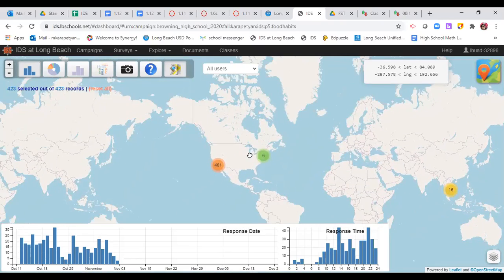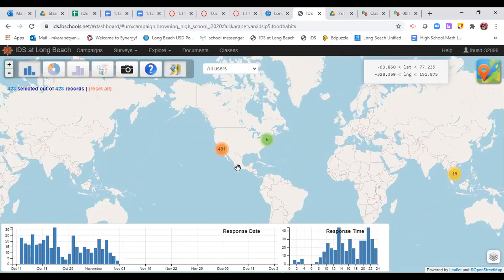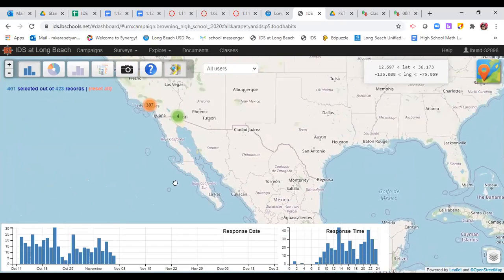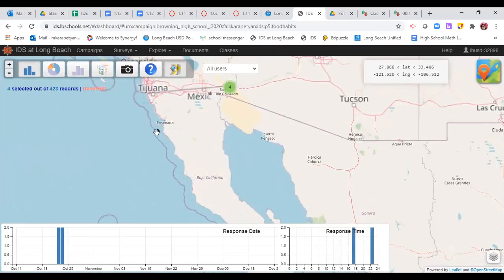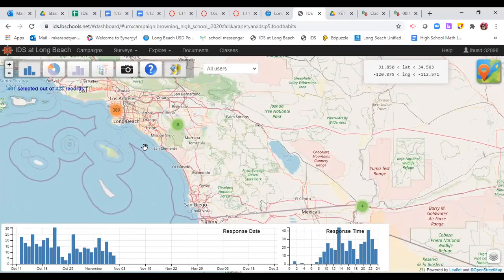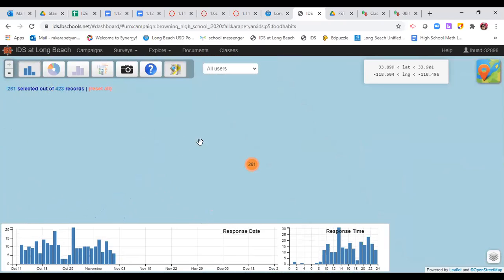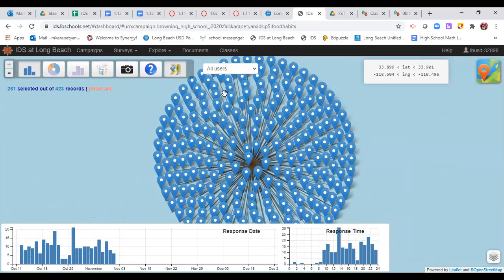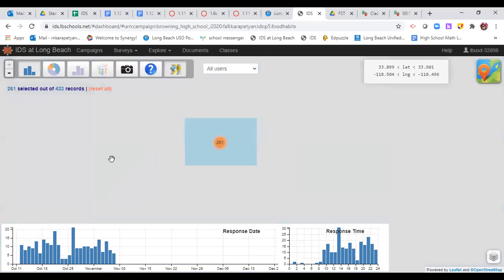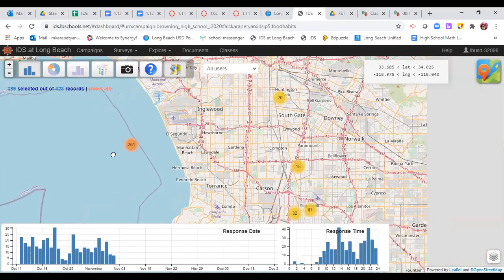So I think this is the most diverse class that we've had so far. But notice that there are some. So like we have, I think most of you guys, yeah, here we go. These 261 guys right here, these are those kids that didn't have GPS turned on. They didn't turn on their GPS, so it just has them off the grid, right? So that's them. And then we have us in Long Beach.